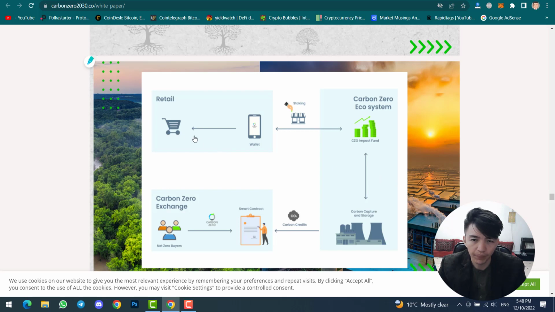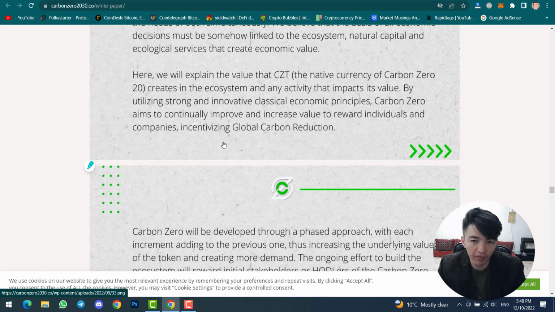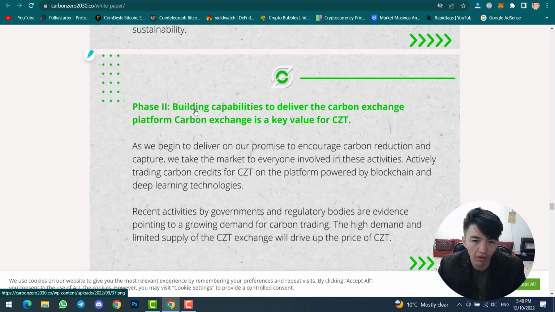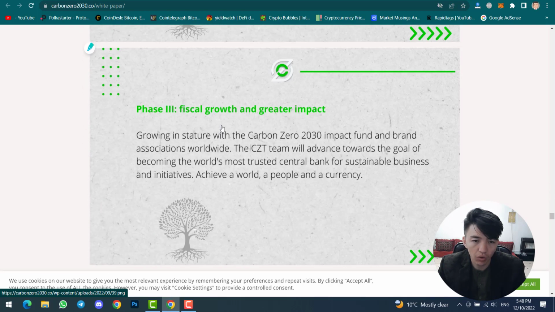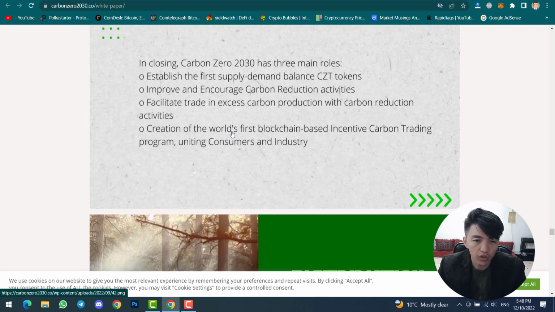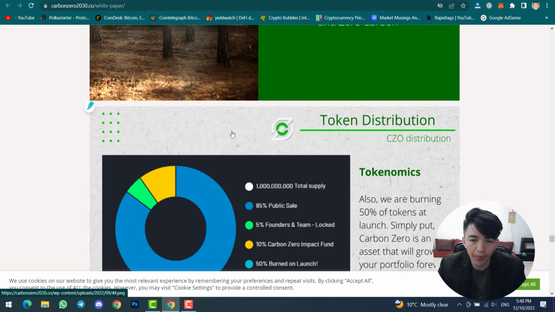You can see Carbon Zero Exchange, even the exchange is coming. They are just going to launch their own exchange. Like you have about staking, and then you have Carbon Zero ecosystem, a carbon capture and storage. So this is, I can say, the roadmap. Even if you scroll down, you can find more things about this, like phase one, and then we have phase two. So moreover, you can find phase three. Even if you scroll down, you can find everything about this project.